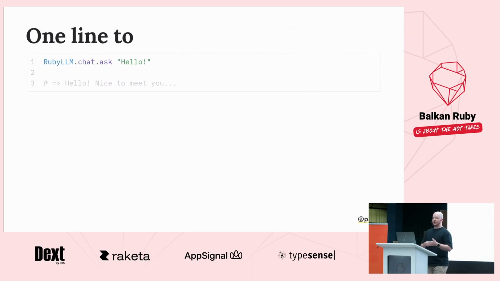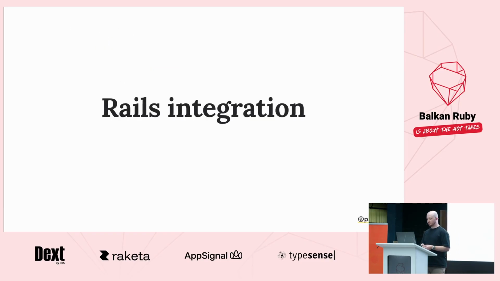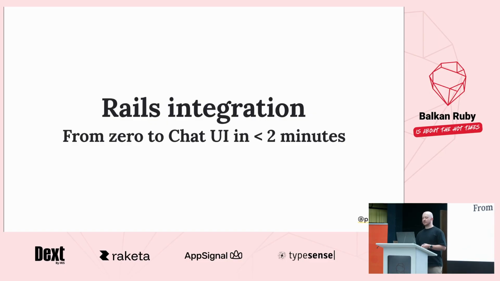It's not only that. We don't only do chat, but we support pretty much everything else that LLMs support. You can have a chat in one line, but you can also paint a picture in one line. You can embed some text in one line if you want to do RAG, for example. You can also moderate user content and transcribe meetings or whatever other audio you have. And most importantly, we have a Rails integration, which makes it very easy to go from zero to a chat UI in less than two minutes.